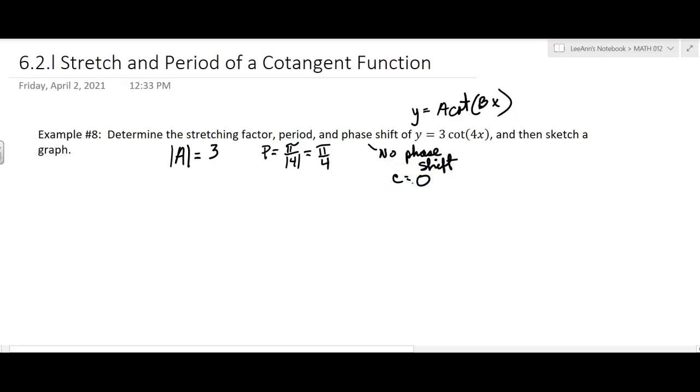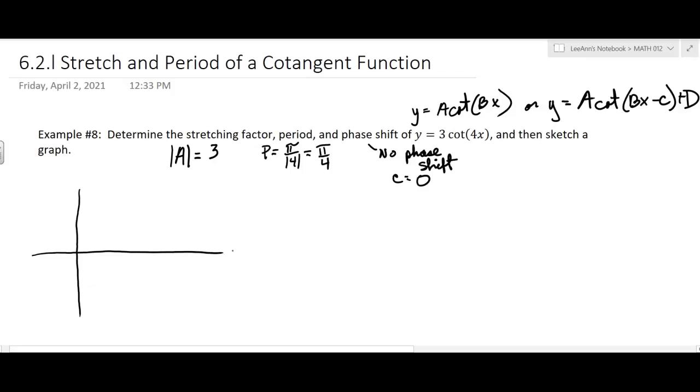So we could extend this to say y equals a cotangent bx minus c plus d. And d is also 0 this time, so there's no vertical shift either. Okay, and then they want us to sketch a graph. So we're really just going to be doing a period change and then a stretch. Okay, so the period is pi over 4.